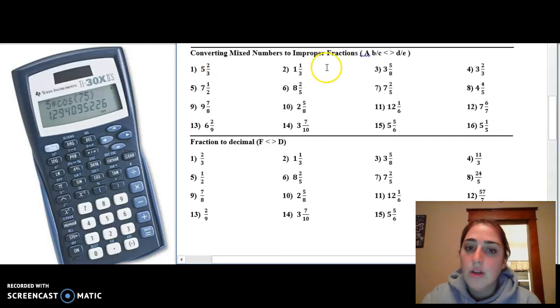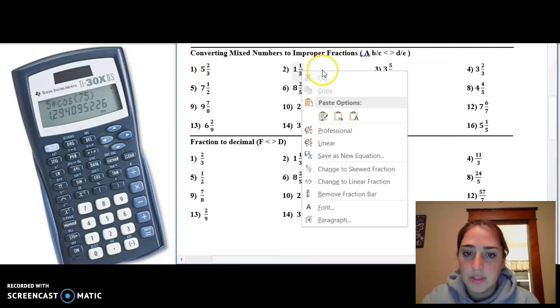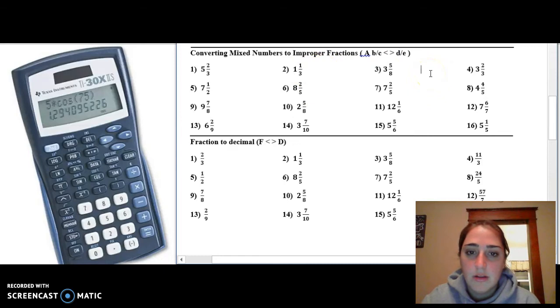Okay. So we'll do it again. We're just going to do one more with this one. So 1 1/3. So we're going to do 1 ABC key 1 ABC key 3. And then we're going to do second ABC key and then enter. Okay.